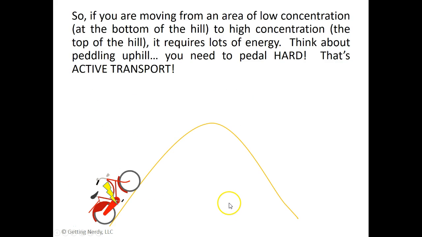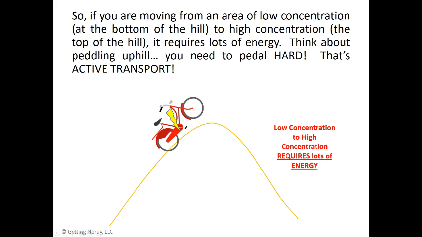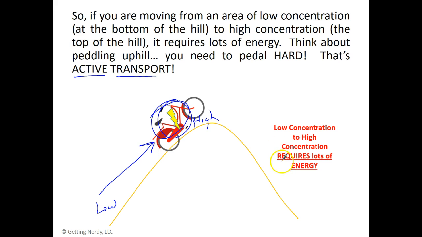That's sheet 3. So let's think about this. If we move from a low area on our bicycle, so we move from a low area up to a high area on a hill, to do that, it requires this energy. And if you think about pedaling uphill, you know you have to pedal pretty hard. So we call that active transport. Passive, remember, was just kind of passively going down the hill. Active is actually using a lot of energy to try to get up that hill. Here we're going from a low concentration to a high concentration, or we're trying to move something really heavy from the bottom of the hill to the top.